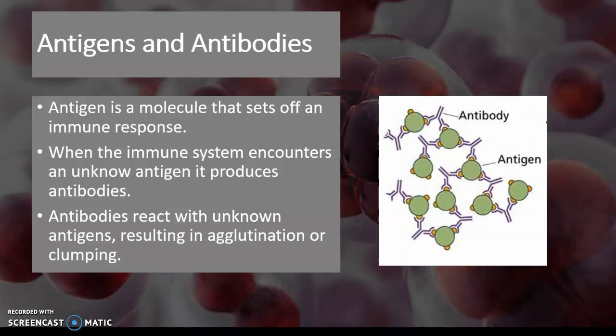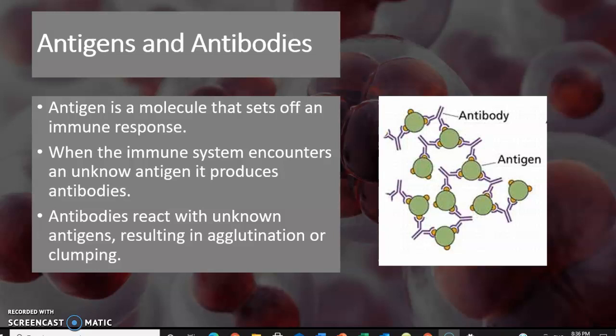An antigen is a molecule that triggers the immune response. When the immune system encounters an antigen not found in the body's own cells, it will attack the antigen by producing protein antibodies against that antigen. These antibodies will react with unknown antigens, which will result in agglutination, or basically clumping.